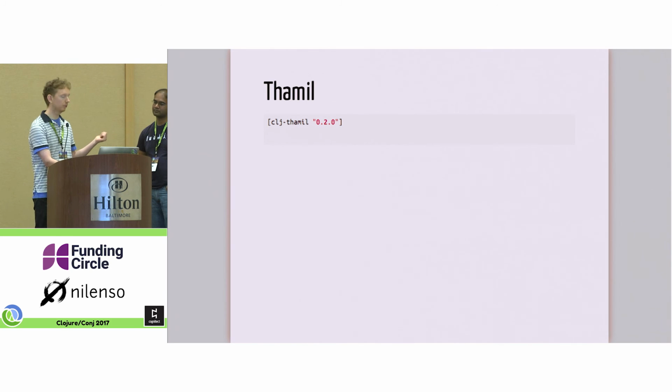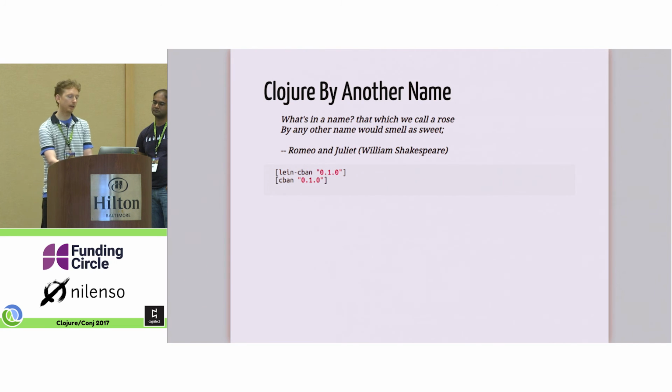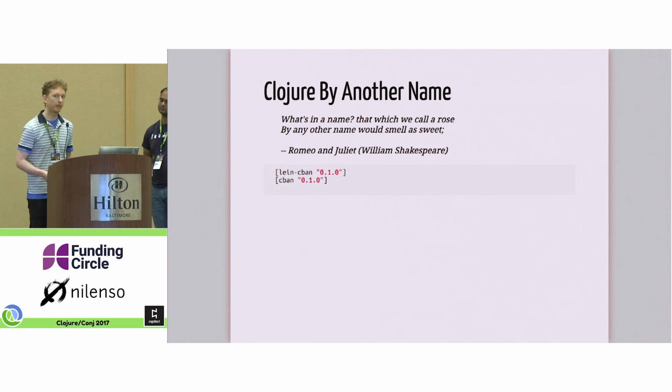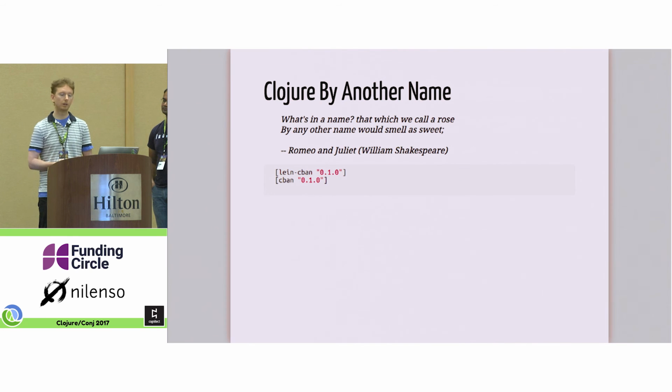This is Elango's library. It works great with Clojure. It relies on macros that write macros, which doesn't work in ClojureScript, so we made something that works in both. And we call it Clojure by another name, or CBAN for short. It consists of a plugin that you can use to wrap your own libraries or other people's libraries, and CBAN itself is a collection of translations of Clojure core to other spoken languages.